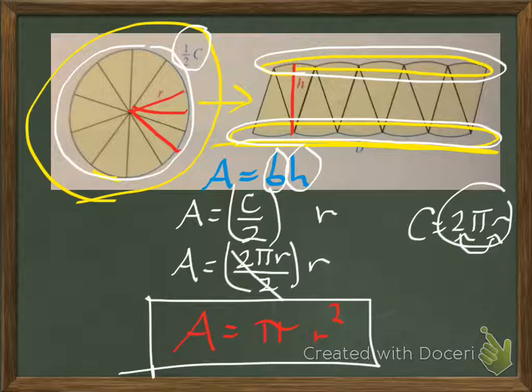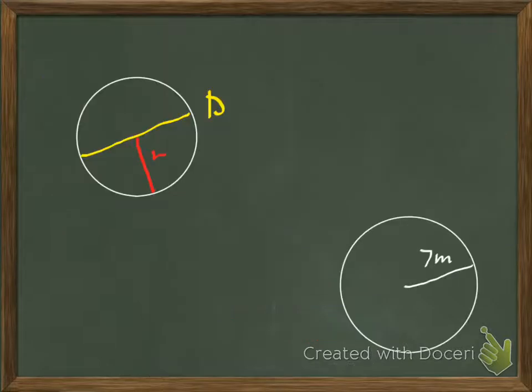Okay, so let's go ahead and practice using this formula on a couple real circles. Again, remember that the diameter is the distance across the circle, and the radius is the distance from the center of the circle out to the edge. And that the relationship between these two, a diameter is always equal to twice the radius.